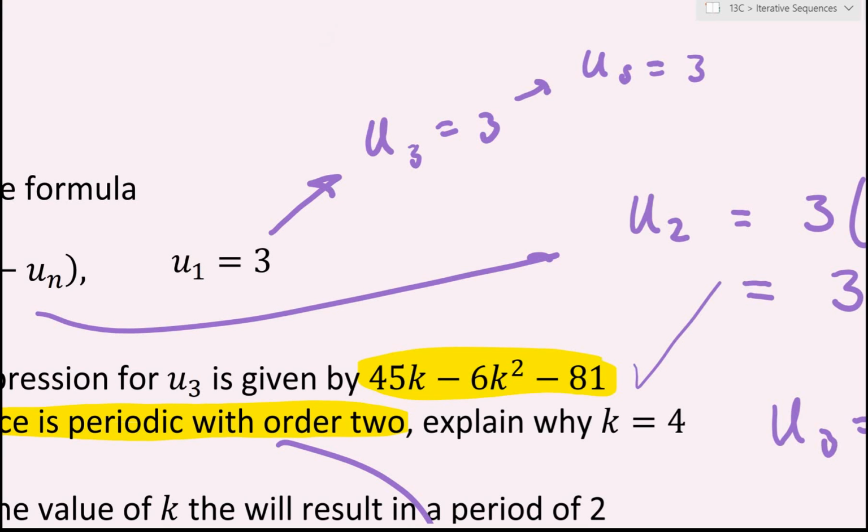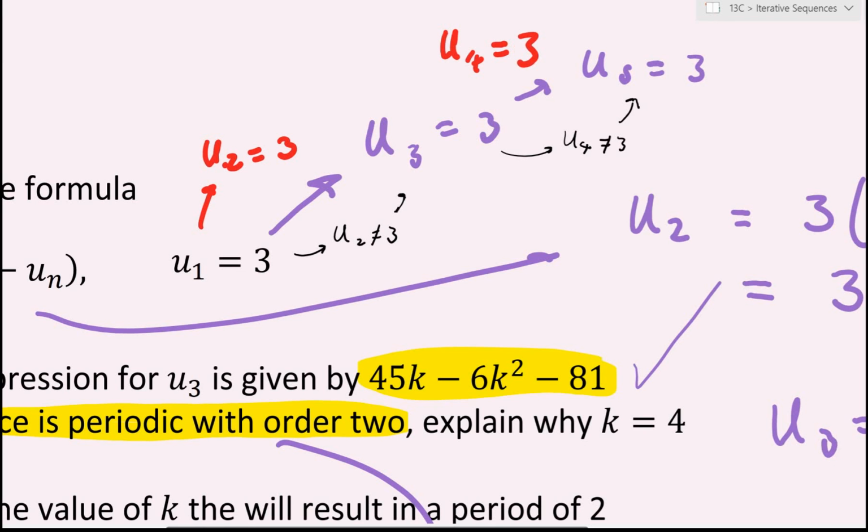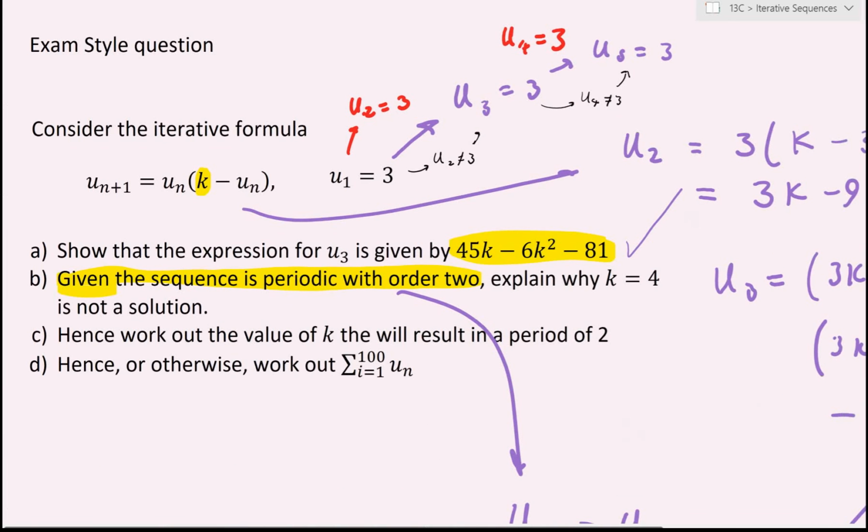For this to be periodic of order 2, you must have that u2 was not 3, and also u4, again, would not be 3. That is the true period of order 2. What we could have had is that every term was 3. If every term was 3, then that is not periodic of order 2, that's periodic of order 1, or just all the terms are the same. So when it says k is 4 is not a solution, that's probably what it's talking about.